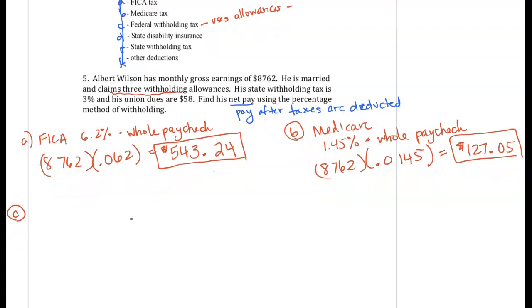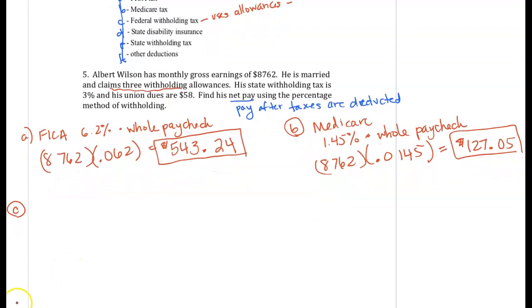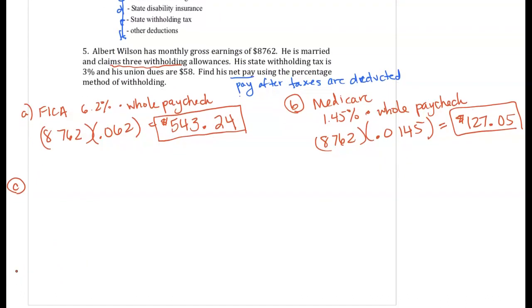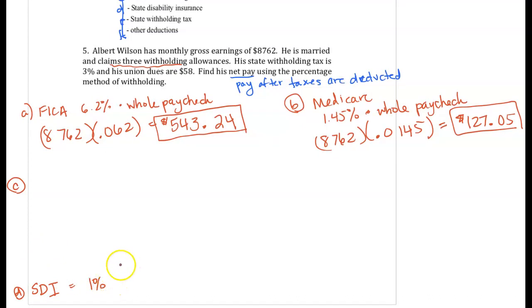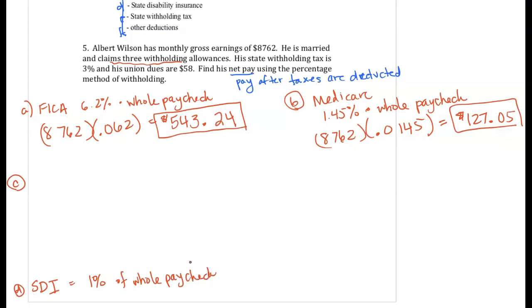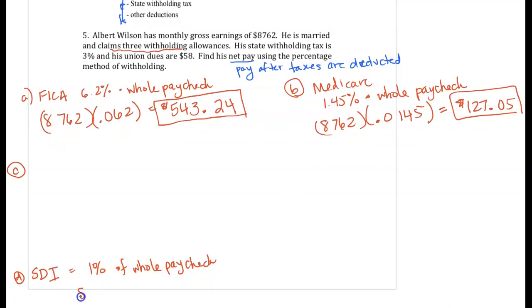Part D is the state disability insurance, abbreviated SDI, and that was 1% of our paycheck. Again, the whole paycheck. Take our $8,762 times 0.01 and you get $87.62.